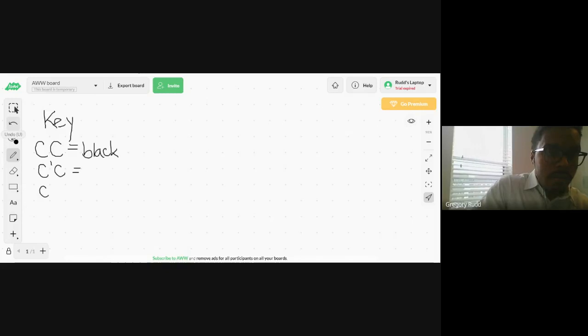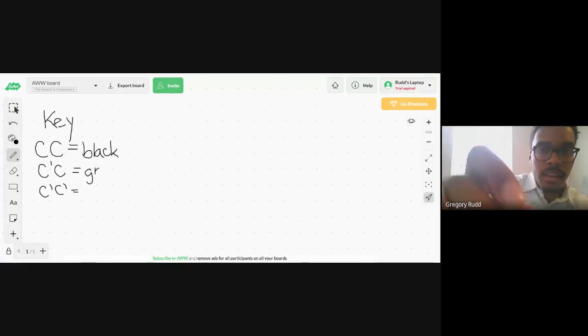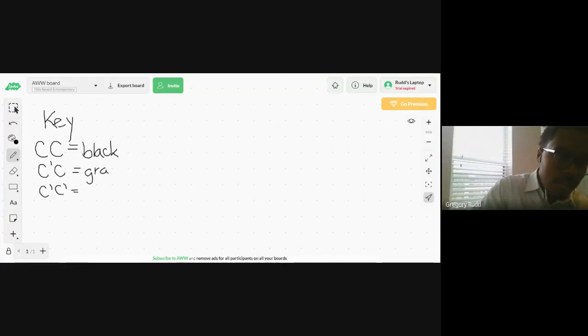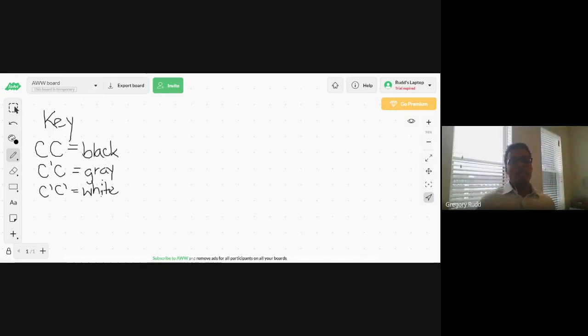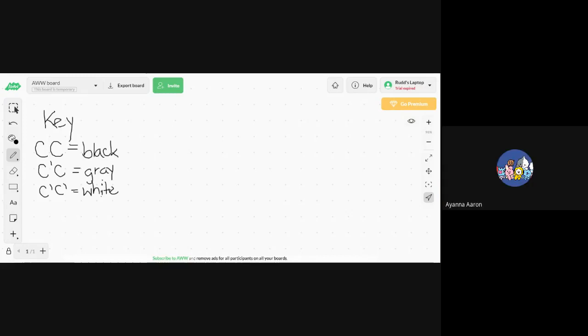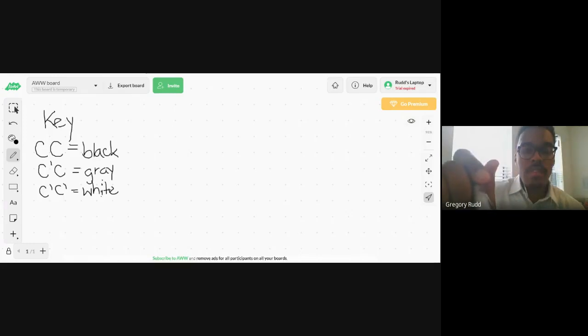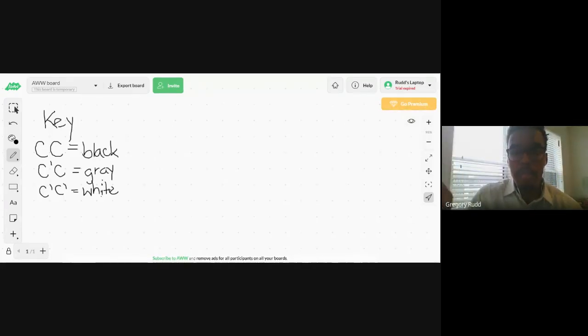It's gray, good. Is it spelled with an E or an A? Okay, A. And then my homo recessive would be white. I'm sorry, what is the gray again? The gray is our blended phenotype. So when I mix black and white, I end up with gray. And it's my heterozygous.